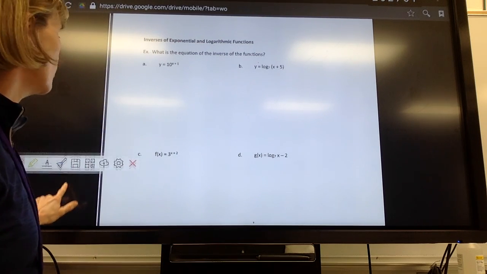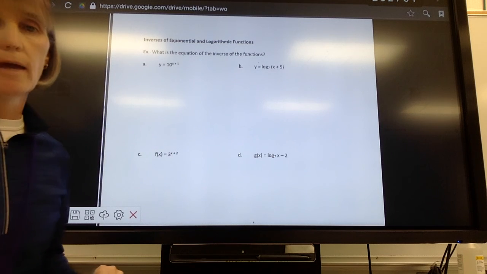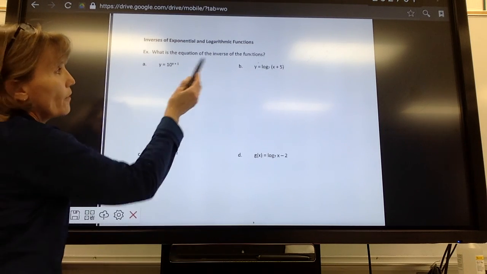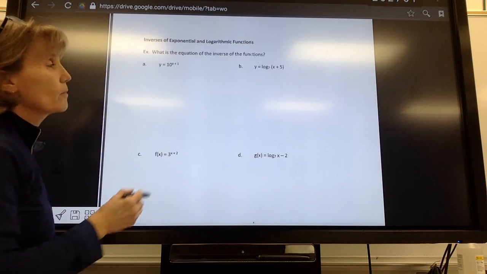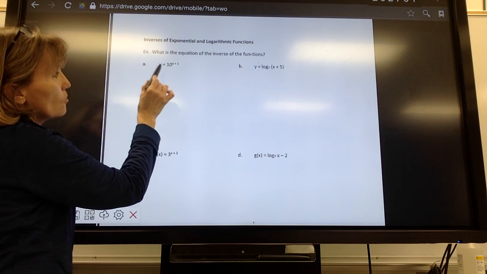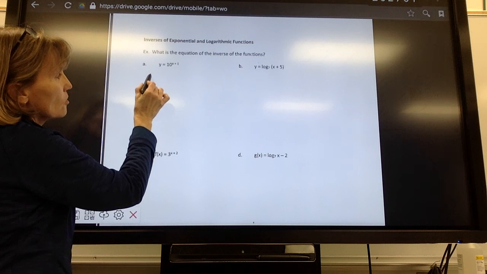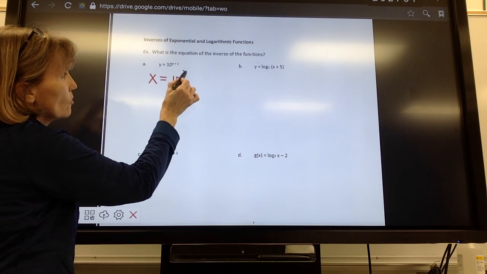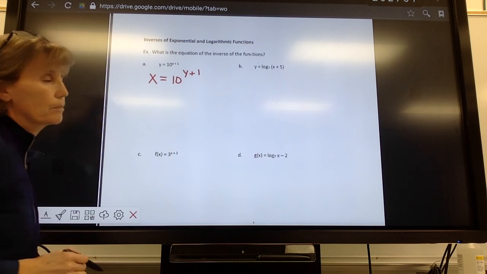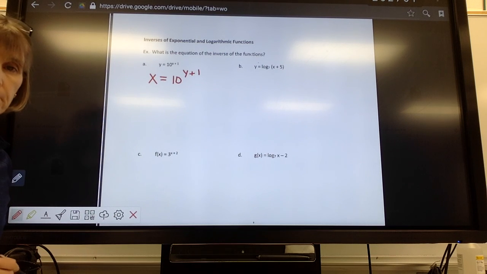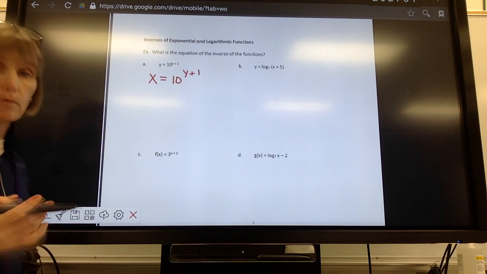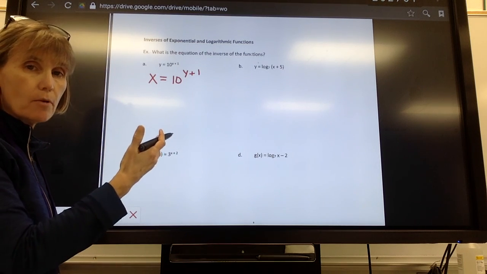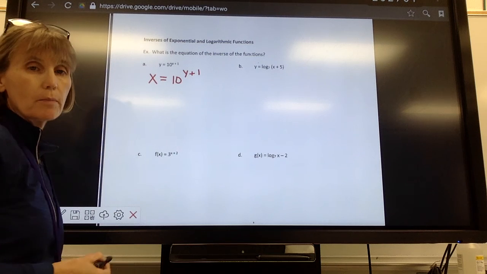Now we're going to do the same thing with our exponential forms and our log forms. It says write the equation of the inverse. So I'm going to flip-flop where the x and the y are. I'm going to write this as x equals 10 raised to the y plus 1. Now we have to solve for y. And where is y located in the problem? Well, y is in the exponent place.